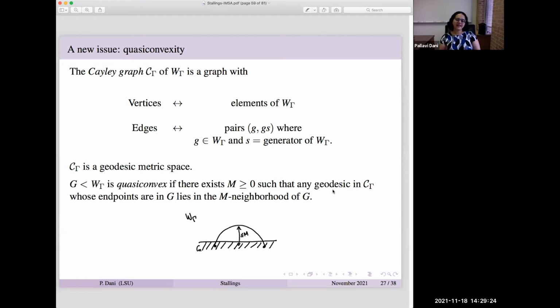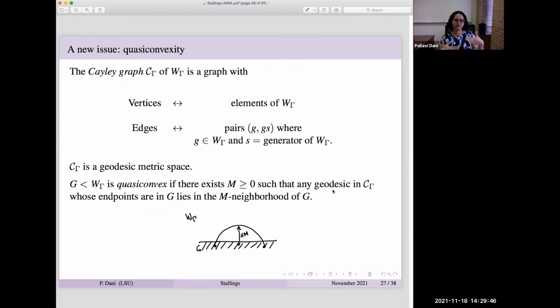And you say that a subgroup G is quasi-convex if there's some uniform constant M so that anytime you take a geodesic in the ambient space whose endpoints are in G, that geodesic must lie in the M neighborhood of G.